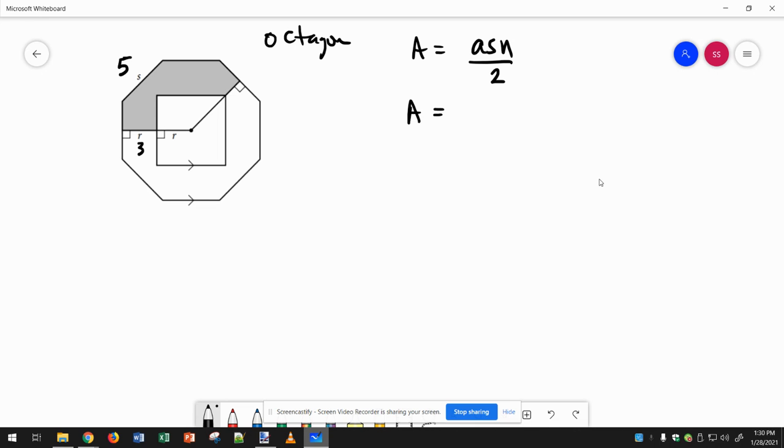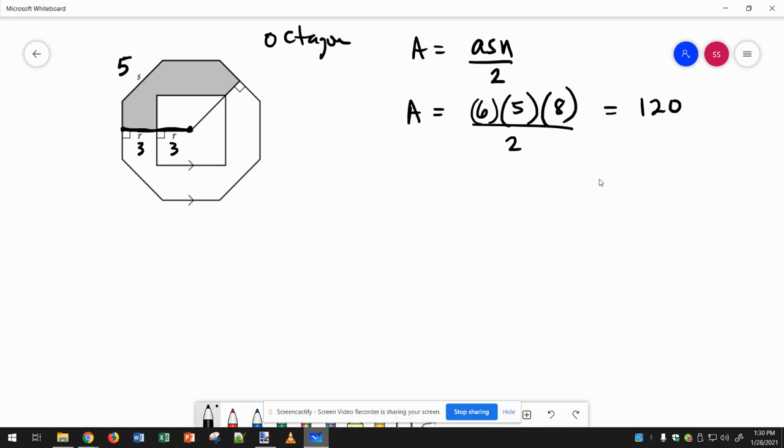So the apothem is going to be 3 plus 3, because the apothem goes from the midpoint of a side all the way to the center. And since we're given the R value here is 3, we know the apothem is 6. And then the S we're given is 5. And N, if it's an octagon, is going to be 8. So we plug all this in and we get 120 for the entire octagon. 6 times 5 times 8 is 240, just divide by 2.